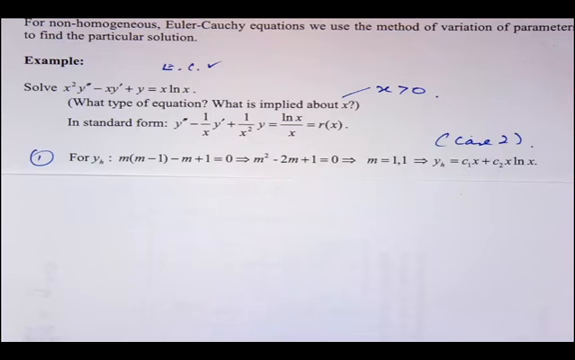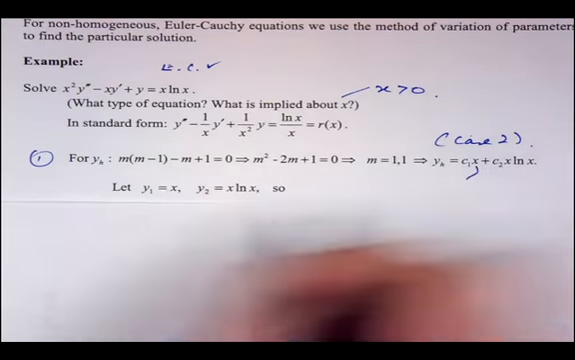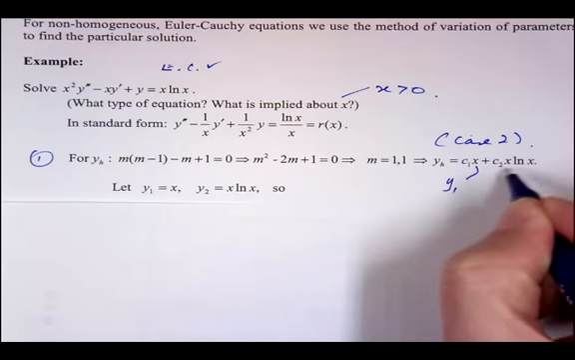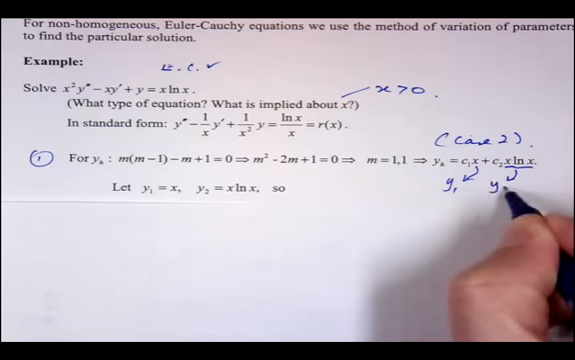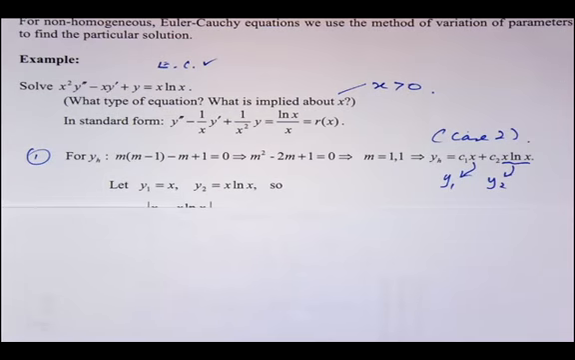Second step was to identify y1 and y2, those parts of the homogeneous equation. So that first part is what we're going to call y1, and the second part is what we're going to call y2. And then we need to find the Wronskian.